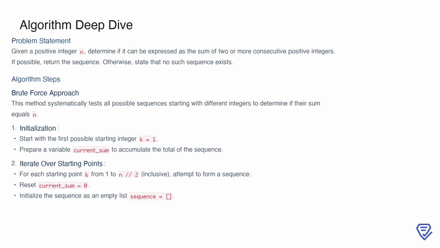We initialize by setting the starting integer, k, to 1, and preparing a variable called current_sum to keep track of the total as we build each sequence. For every potential starting point k, ranging from 1 up to half of n, we attempt to form a sequence. This range is chosen because any starting point beyond n/2 would make it mathematically impossible to form a valid sequence with two or more terms. At the start of each attempt, we reset the current_sum to 0 and initialize an empty list sequence to store the integers being tested as part of the current sequence.